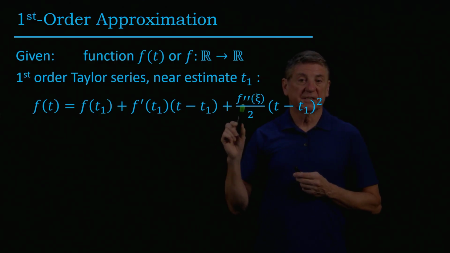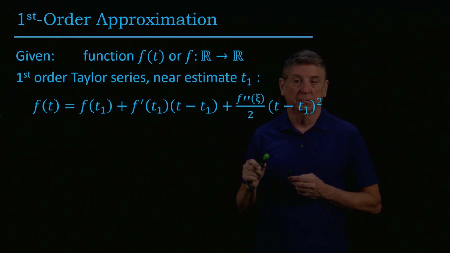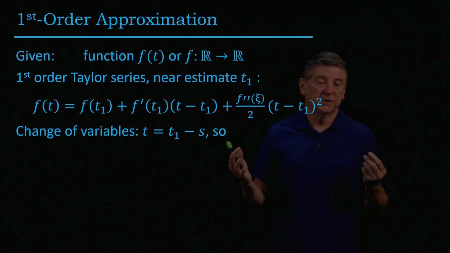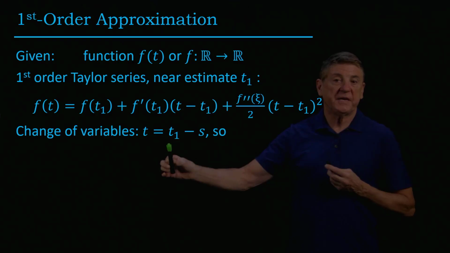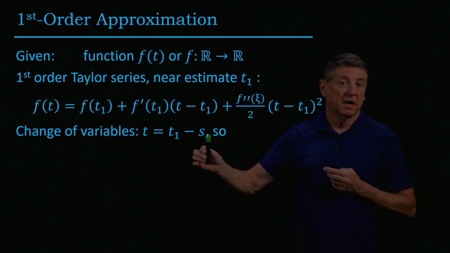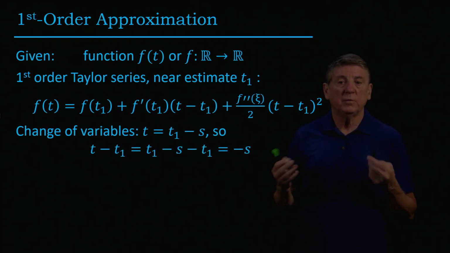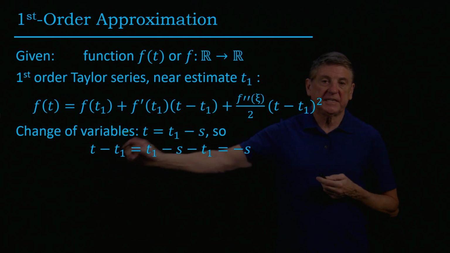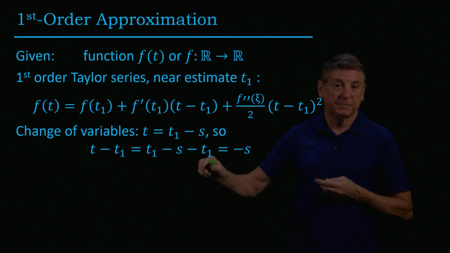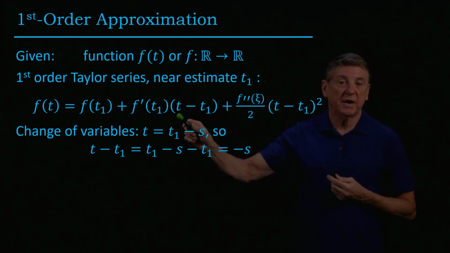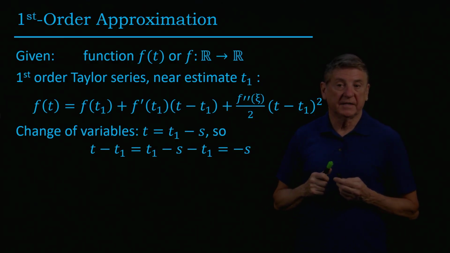So what this says is that all the remainders can be captured as a second derivative term. And what we can do is let's change the variables. So we'll represent this free variable t as being our expansion point t1 minus a secondary variable, which we'll call s. So when we do this, let's observe that t minus t1, which appears repeatedly, is t1 minus s minus t1. So that's just minus s.